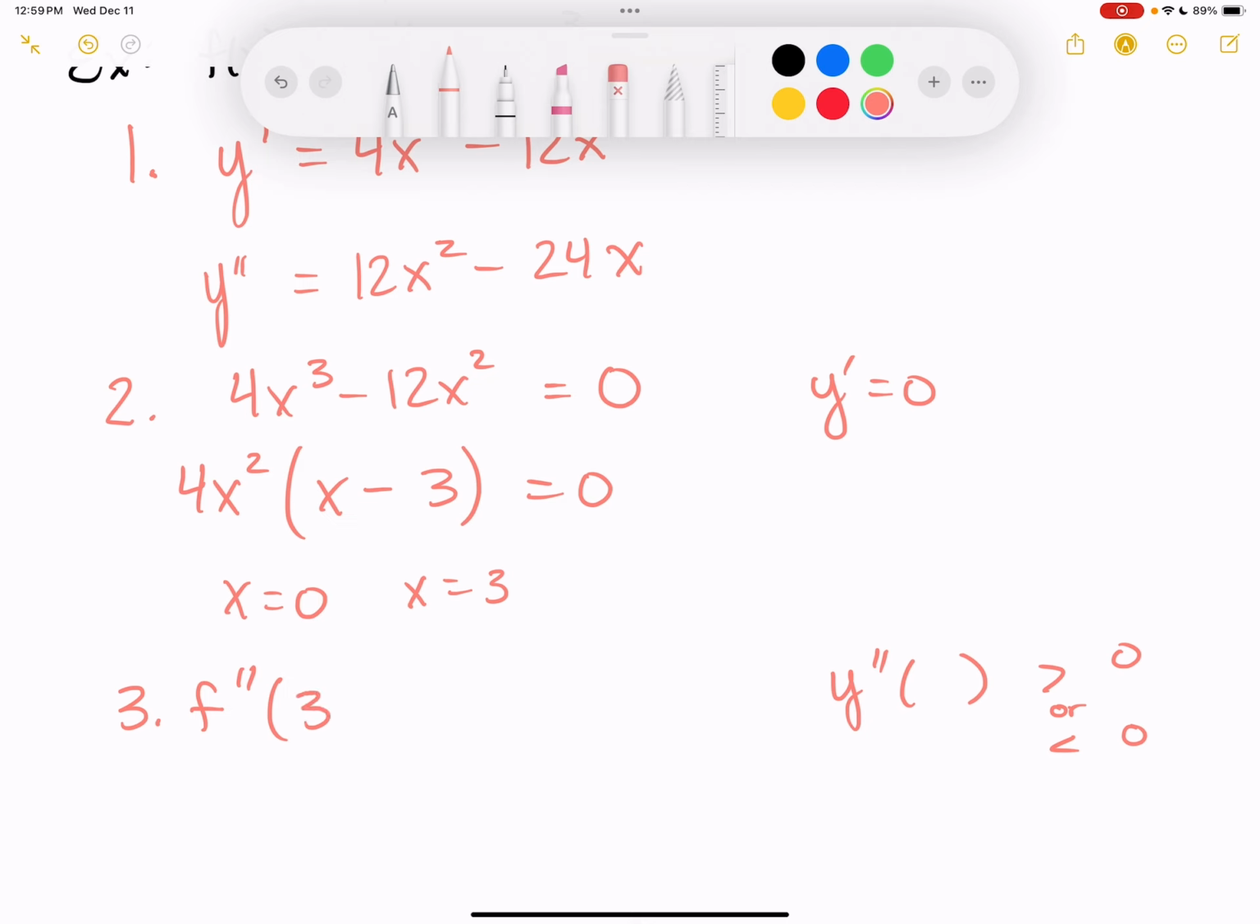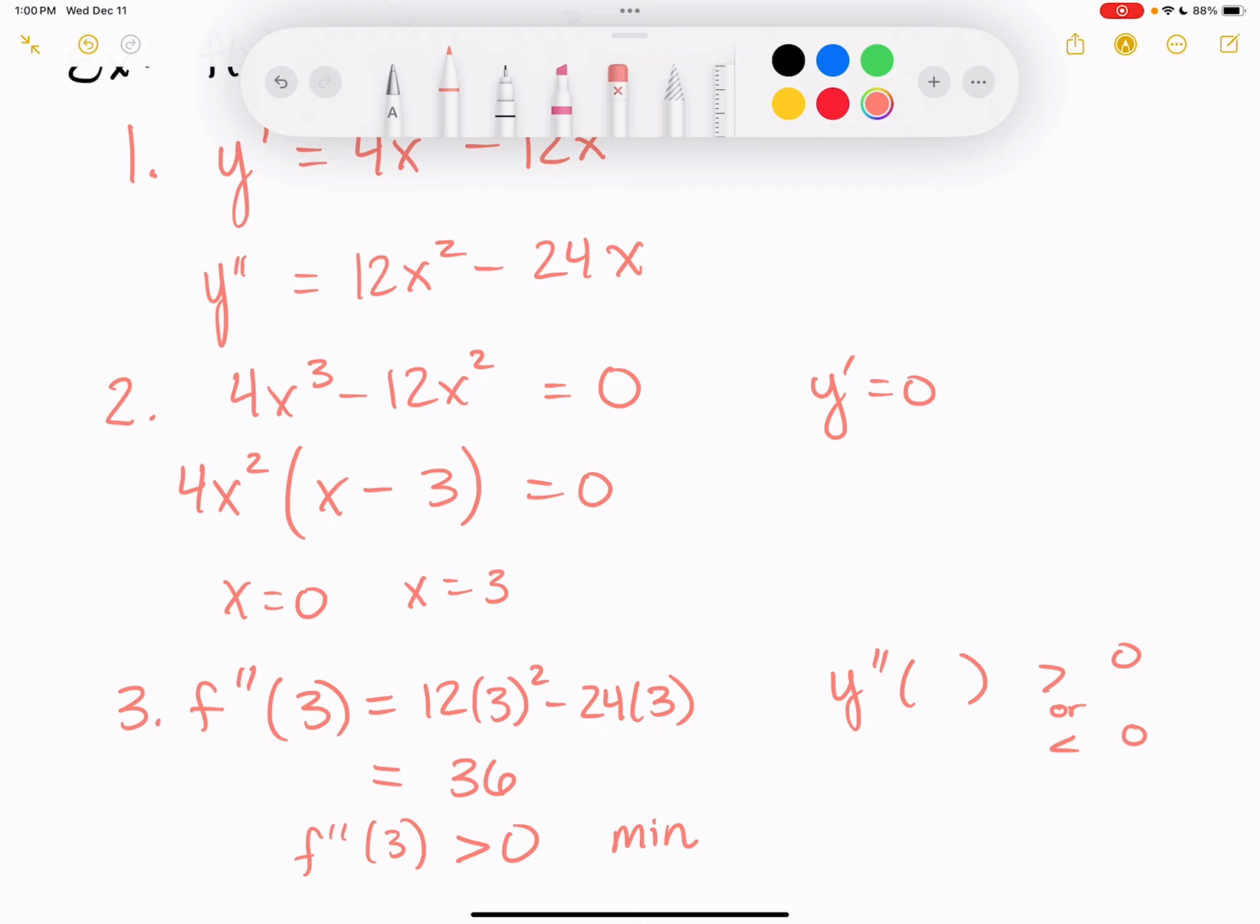I'm going to start with 3 for the sake of what I want to show you. Normally I would do them in order, but so f double prime of 3, I'm plugging in 3 to the second derivative, so 12 times 3 squared minus 24 times 3. And that will give me 36. So that tells me that f double prime of 3 is greater than 0. If it's greater than, then we have a min, so it's opposite technically of what you would typically think. Greater than, usually you would think max, but it's min.